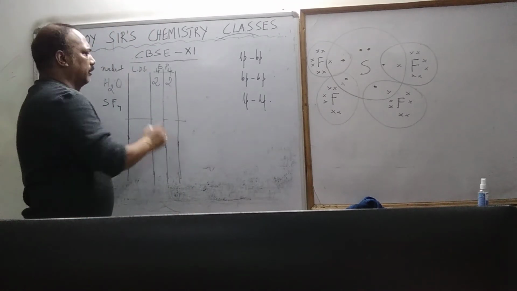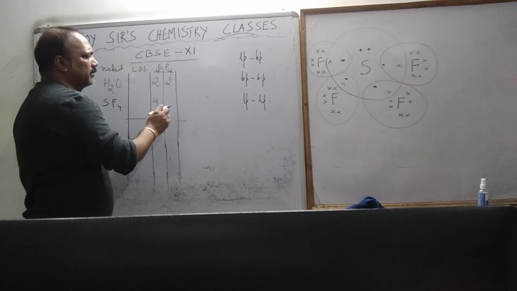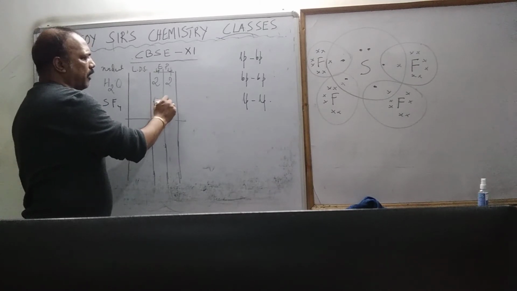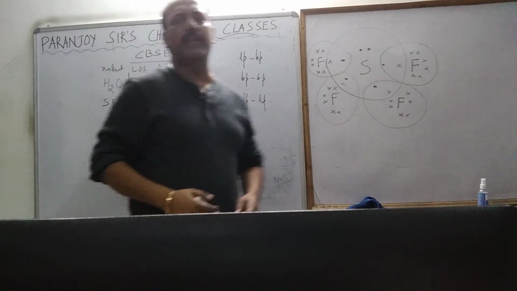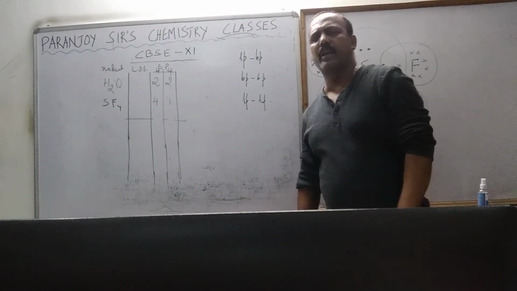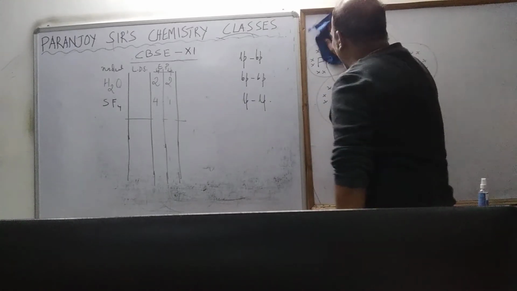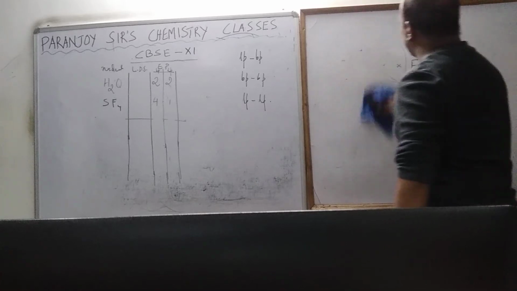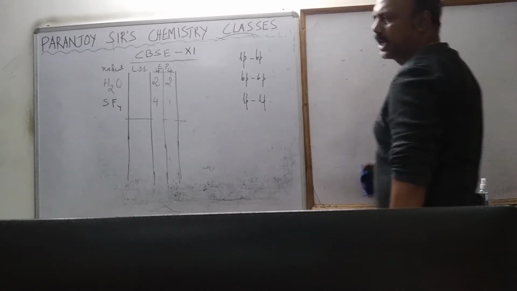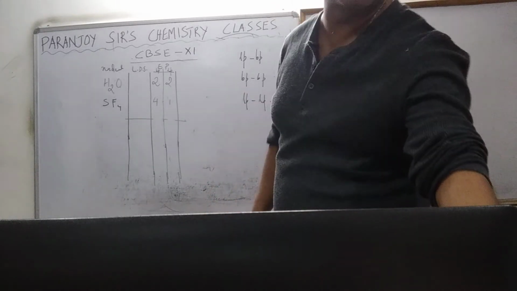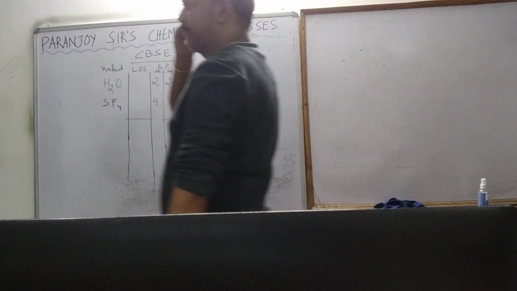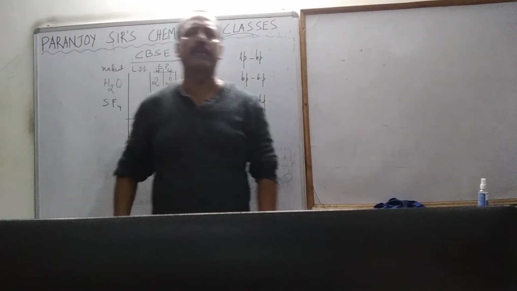So 4 bond pairs and 1 lone pair. Fine, we got this. So that means it is 5 pairs. If 5 pairs of electrons are there, what should be the shape? What should be the geometry? Tell me, 5 pairs of electrons are there. What should be the geometry?